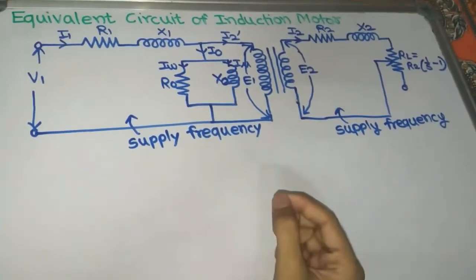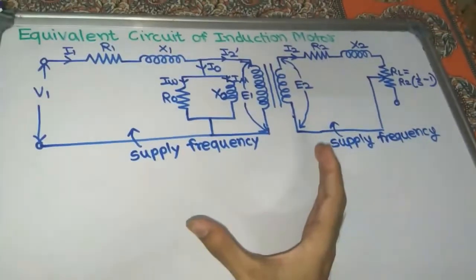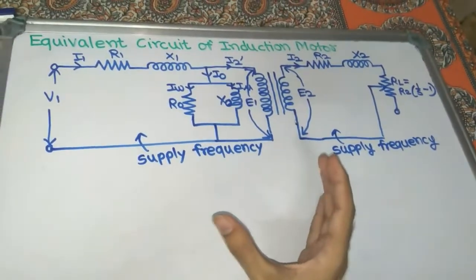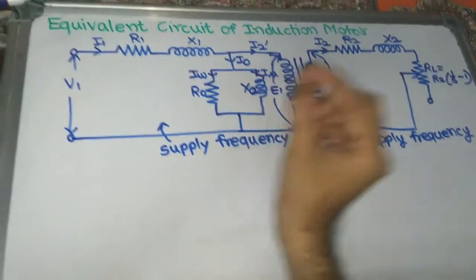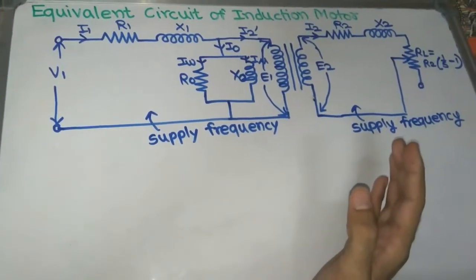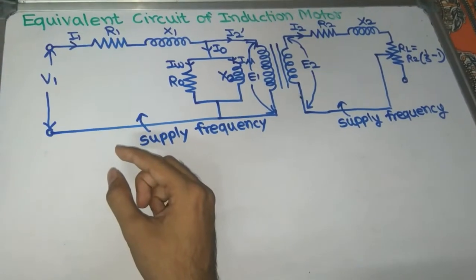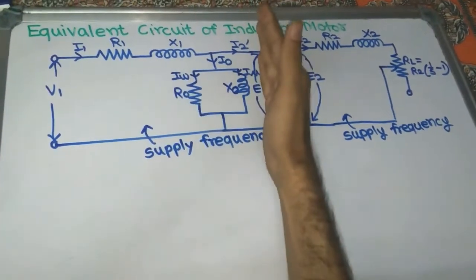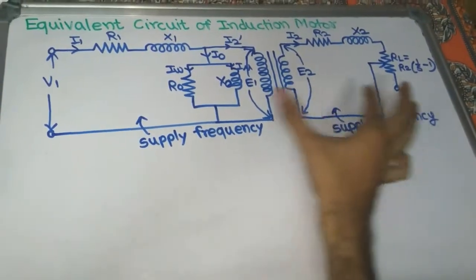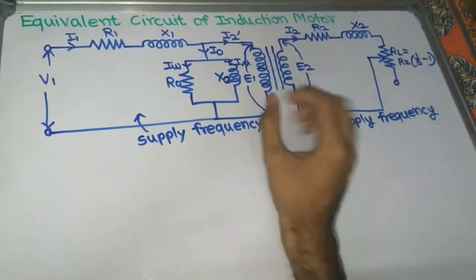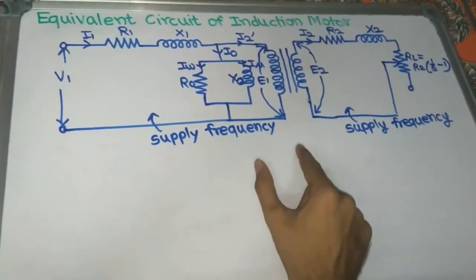Now after drawing the equivalent circuit of stator as well as rotor, and by combining these equivalent circuits, we can get the complete equivalent circuit of the three-phase induction motor, which we can see here. See here, this is the equivalent circuit of stator and this is the equivalent circuit of rotor, and by combining both circuits, we can get the complete equivalent circuit of three-phase induction motor.